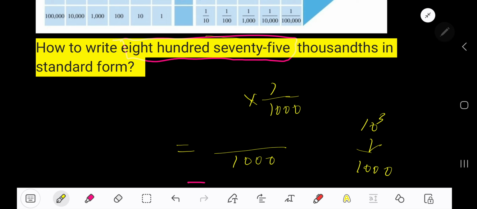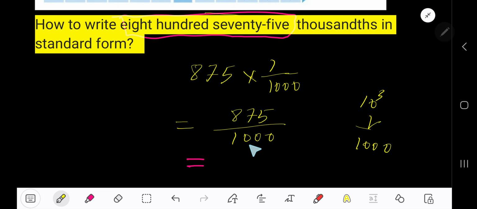Consider this as a whole number and write here 875. This is 875, and for thousandths we have to write 1 over 1000. THS, 1000. From 1000 we are getting thousandths. Now multiply. Now look, 1000 is a power of 10.